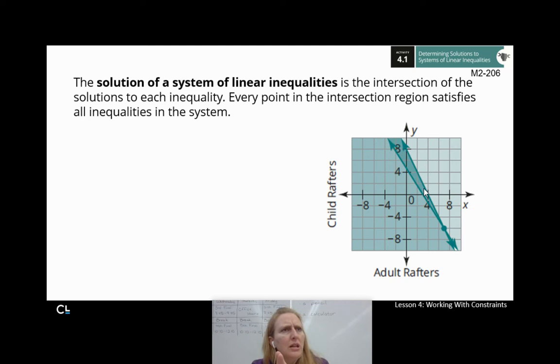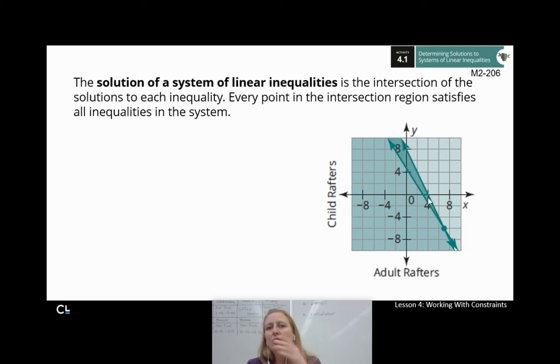So it's interesting because the solution isn't a single point, right? The solution isn't one single answer. It's everything in this little overlapping sliver. Everything in this overlapping sliver is a solution.